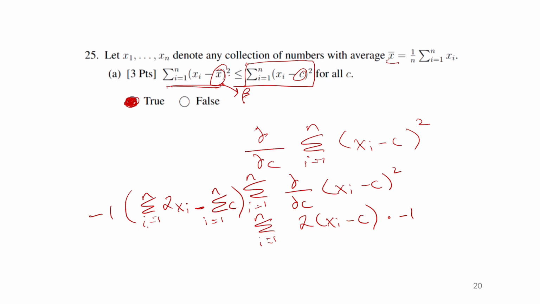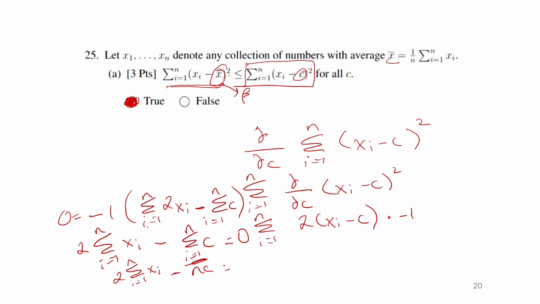Okay, so now I'm going to set this equal to 0. Then I can just divide the -1 over, so the -1 doesn't matter. So I have the sum from i equals 1 to n of 2xi minus the sum from i equals 1 to n of c, and I set that equal to 0. This term becomes n times c, right? Because I'm summing over c n times. So I have 2 times the sum of xi minus nc is equal to 0.